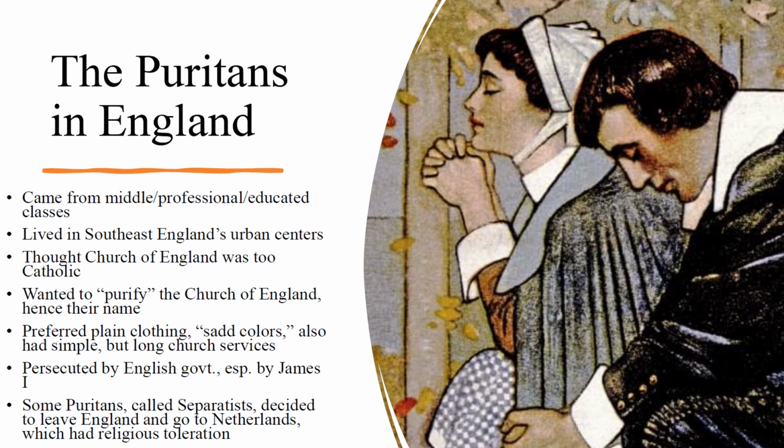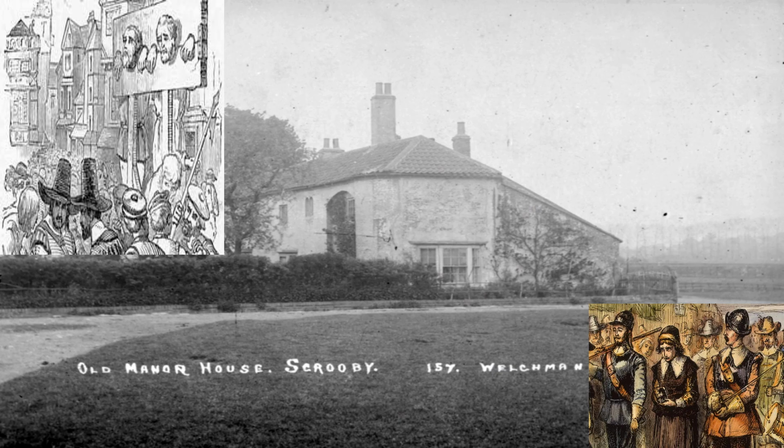Now we'll continue our discussion of the separatists who become the Pilgrims. Religious dissidents, like the Puritans and the separatists, had faced some censure during the Elizabethan years. But persecution increased under Elizabeth's successor, James I, who imprisoned dissidents and shut down their churches.